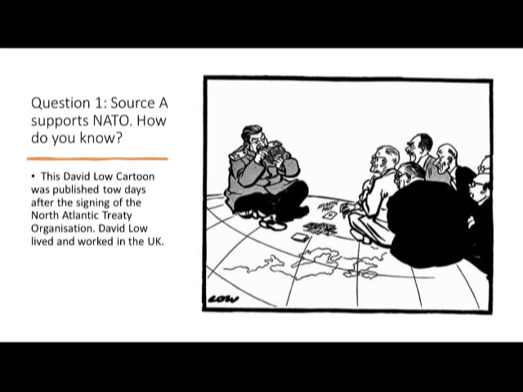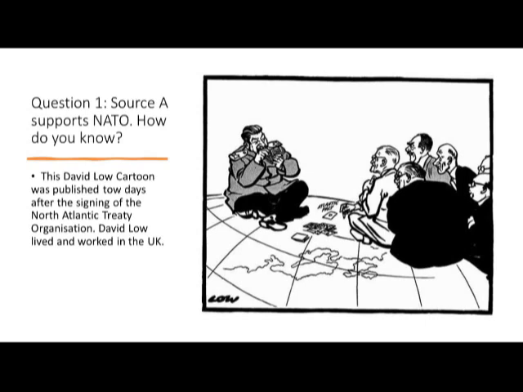So there's a little example here. This is perhaps a potential question one. Question one will always, the wording of the question is going to be exactly the same. It will say source A supports, and whatever topic they've decided to assess you on. So this is about NATO, the North Atlantic Treaty Organization, and this question asks you, this source A supports NATO. How do you know?